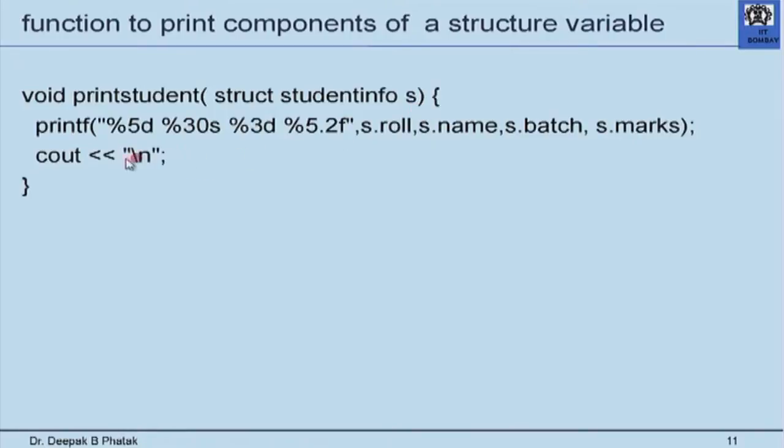And inside, if we use printf or cout statement, we will not use roll, name, etc. We'll say s dot roll, s dot name, s dot batch, and s dot marks. This will print the 4 components of a particular student whose information is passed through this variable s, which is of the struct student info type.